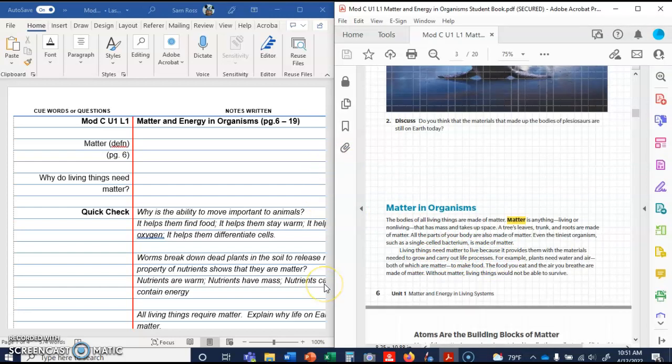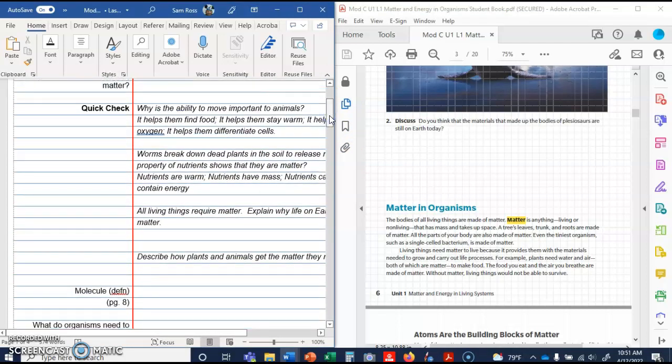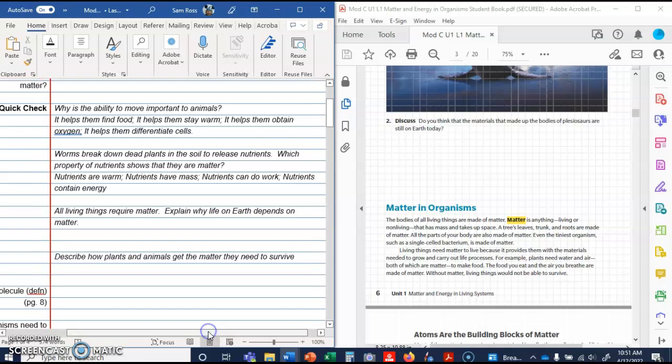Let me go ahead and come to this side, and we're going to scroll down. We have our first quick check. It says, why is the ability to move important to animals? It gives us some options: it helps them find food, it helps them stay warm, it helps them obtain oxygen, it helps them differentiate cells. It is that it helps them find food.